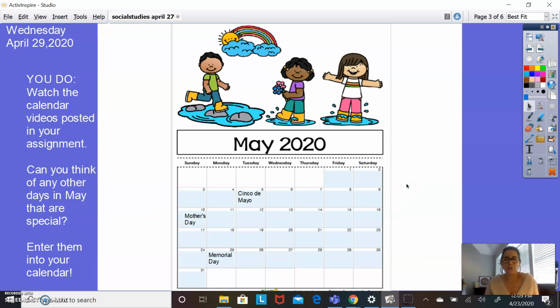So remember, we use a calendar to measure time, to keep us organized, to give us reminders for special days that are coming up, maybe for appointments, dentist appointments, doctor's appointments, those types of things. So I can't wait to see your calendar, guys.